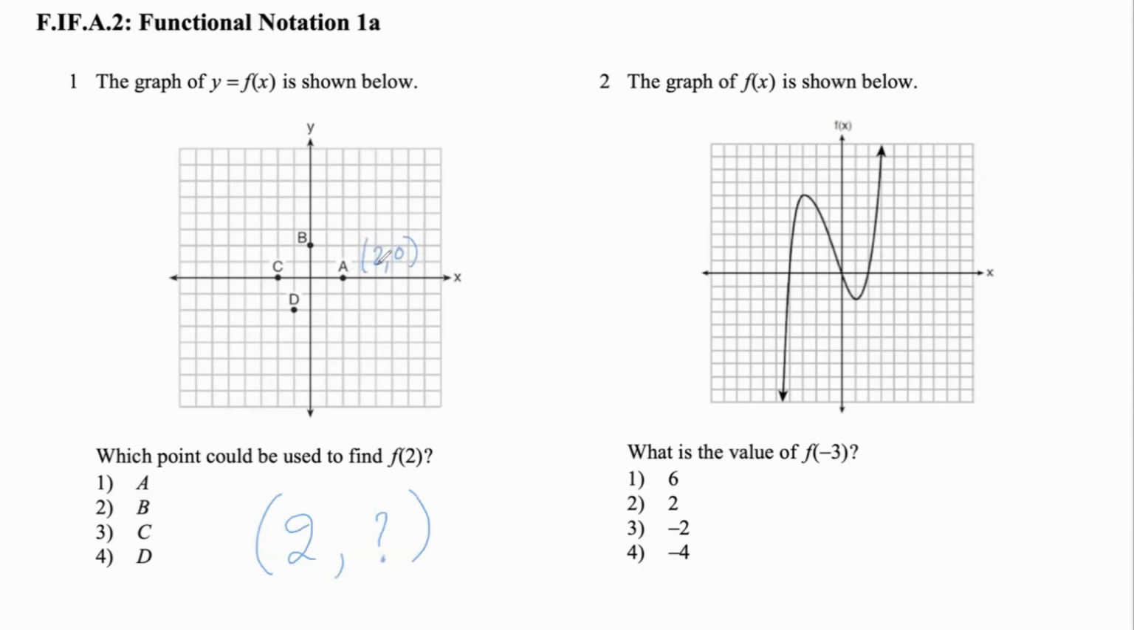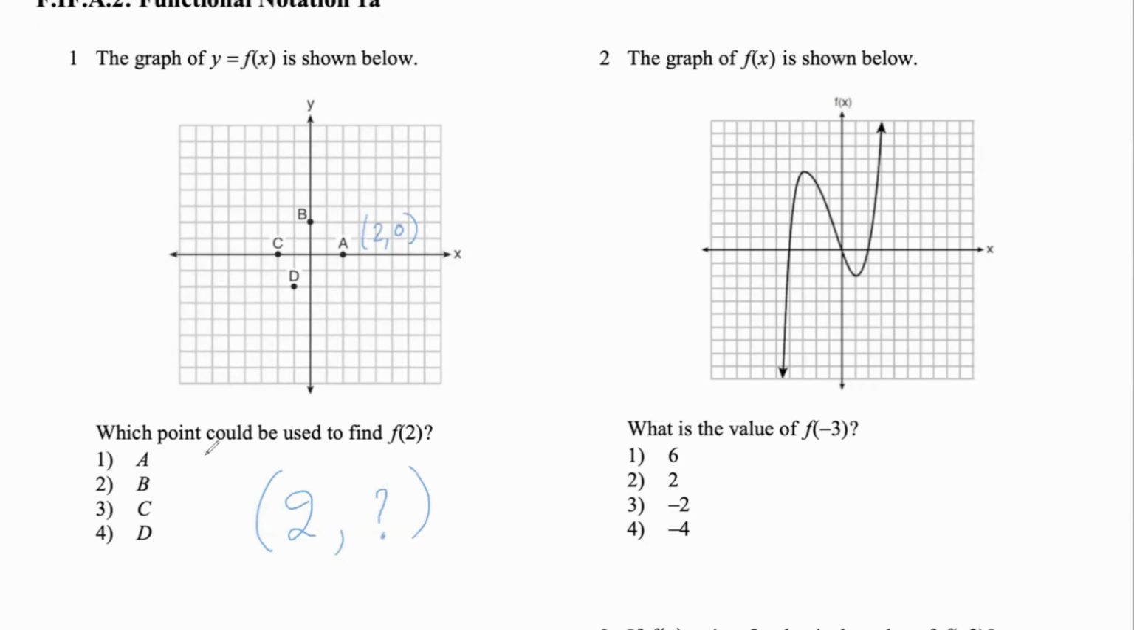So this means f of 2, meaning the value of the function f of x when x equals 2, is going to be equal to 0. So we have y equals 0. Sometimes they may ask for the value of y. They may ask for what is the value of f of 2, which would be 0. But in this case, they're just asking us which point can be used to find f of 2. So the correct answer is choice 1.